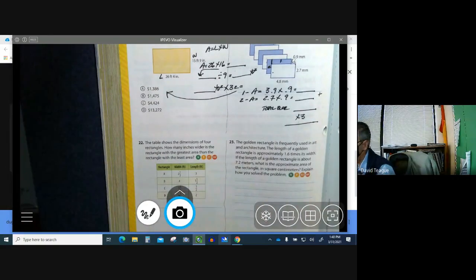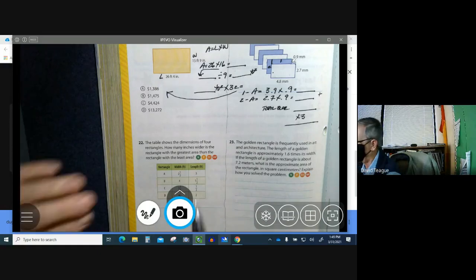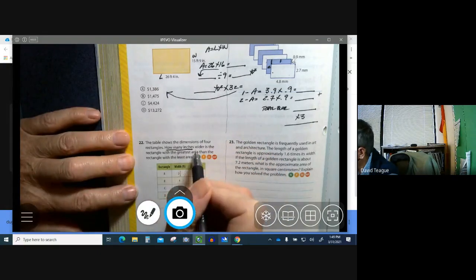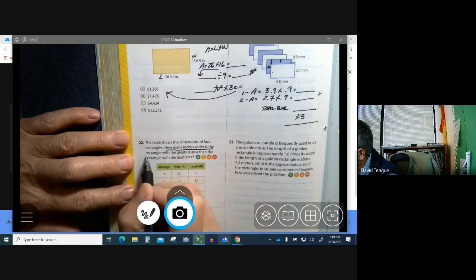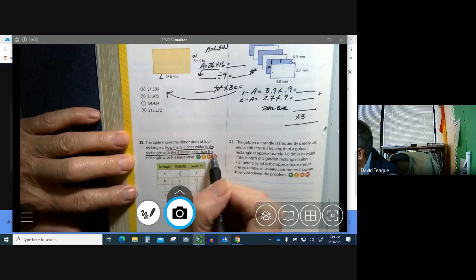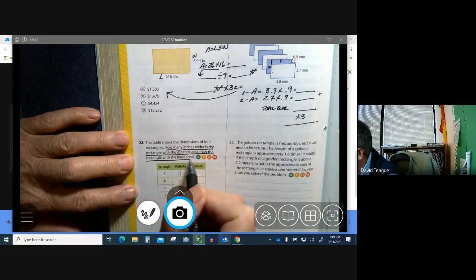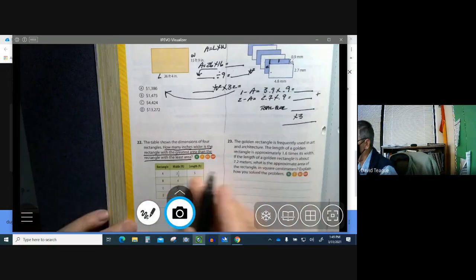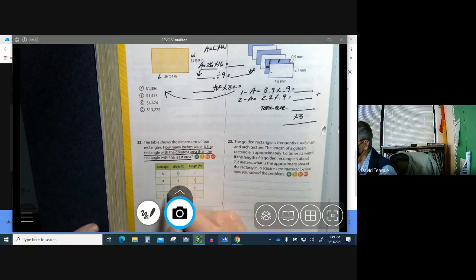22. The table shows the dimensions of 4 rectangles. How many inches wider is the rectangle with the greatest area than the rectangle with the least area? Think about this. Okay. So we have four rectangles, A, B, C, and D.